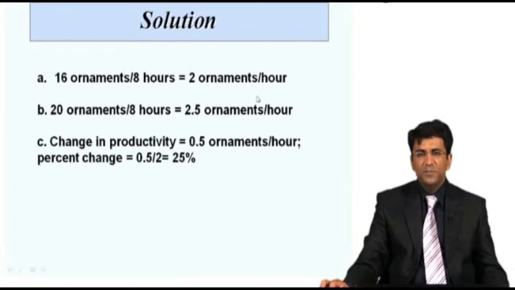This is the case, 2 ornaments per hour, old productivity. 20 ornaments divided by 8 hours is equal to 2.5 ornaments per hour. This is the new productivity. And again, you can use this similar formula for the improvement in productivity, and there is 25% improvement in productivity in this particular case.